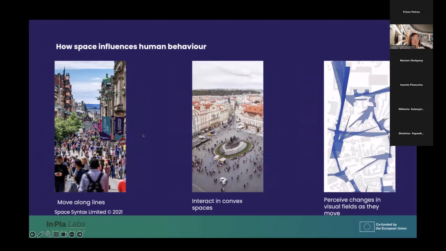How does space influence human behavior? It influences it because people move along lines. They interact in spaces like the one we can see in the picture, in convex spaces. And as people walk, they perceive changes in visual fields through their walking as they move around through these spaces.